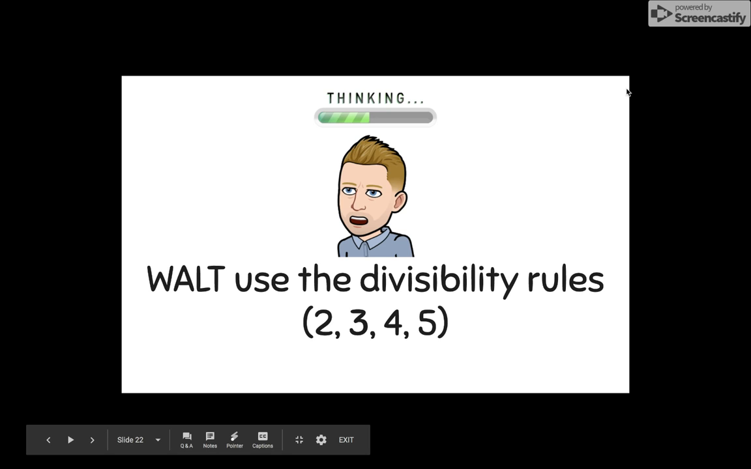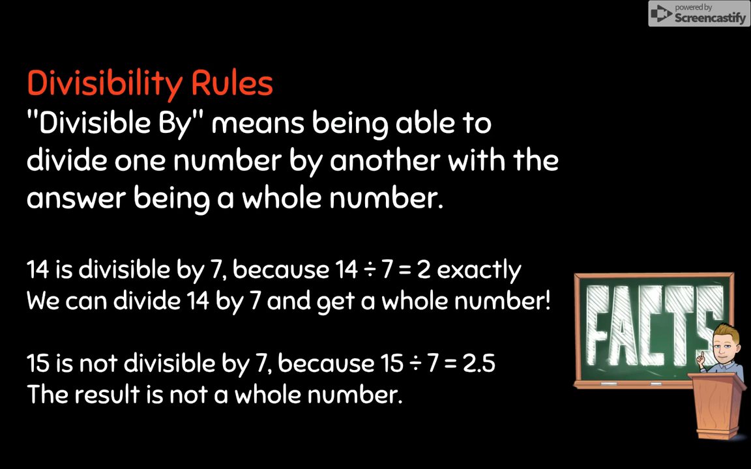Today we are looking at divisibility rules. Let's get into it. What are divisibility rules? Well, the term divisible by means being able to divide one number by another number with the answer being a whole number. For example, 14 is divisible by 7 because the answer to that problem is a whole number. It is 2. 14 split into 7 equal groups equals 2. So we can divide 14 by 7 and get a whole number.